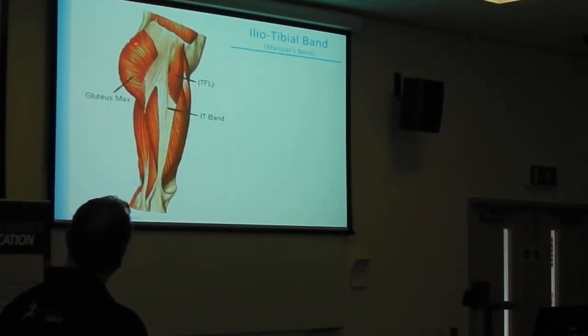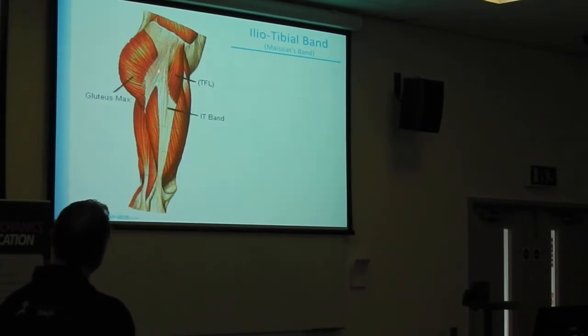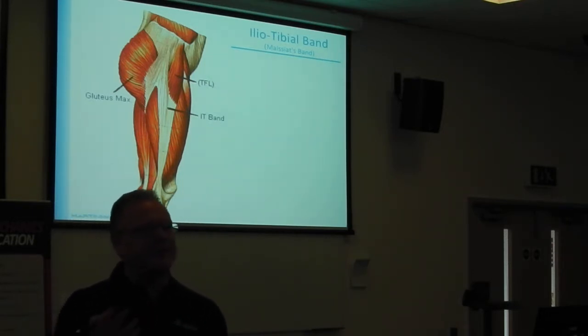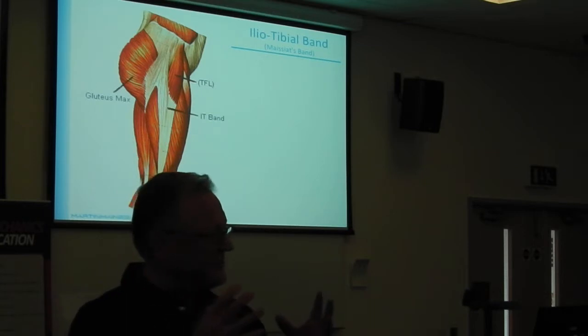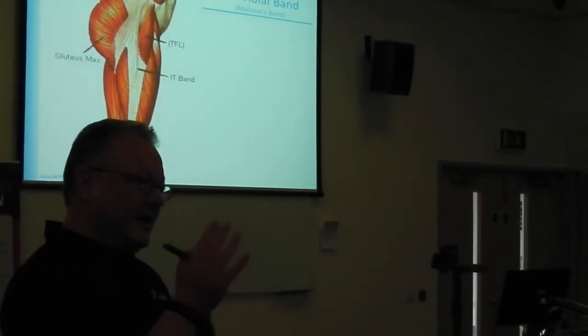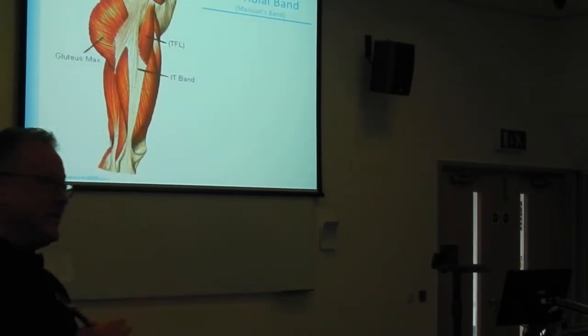Iliotibial band, or Maissiat's band, as it's also known, although not commonly. Superior fibres, superficial fibres of gluteus maximus combine with TFL to form the iliotibial band. Do you know what the function of those two muscles and the iliotibial band is? What's its primary function? What's the point of those structures being engaged together? Stabilise the hip and to stabilise the knee at the same time.